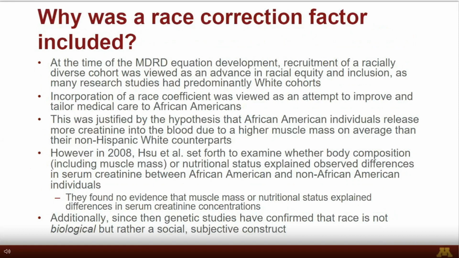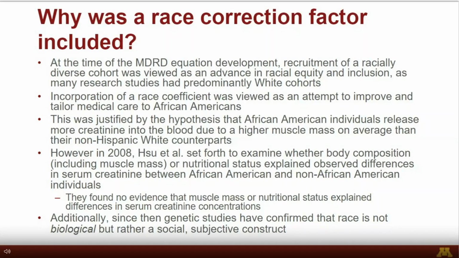So ultimately, why was a race correction factor initially incorporated into these equations? At the time of the MDRD equation development, recruitment of a racially diverse cohort into the MDRD study was viewed as an advance in racial equity and inclusion, as many research studies had predominantly white cohorts. Incorporation of a race coefficient was additionally viewed as an attempt to improve and tailor medical care to African Americans based on the observed differences in creatinine levels between the white and black cohorts in the MDRD study.